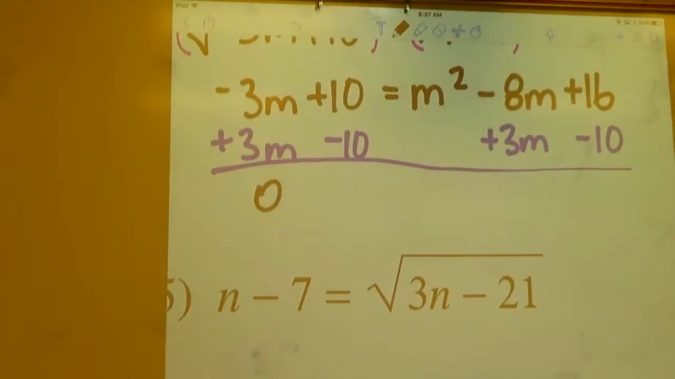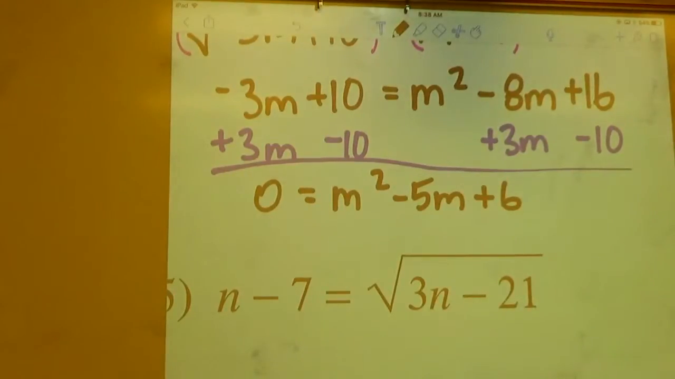So again, 0 equals m squared. What's negative 8 plus 3? Negative 5. What's 16 minus 10? 6. Good. So now it's just like that first one. I want to find two numbers that multiply to 6 and add to 5.